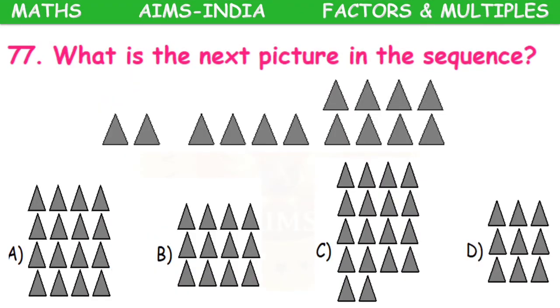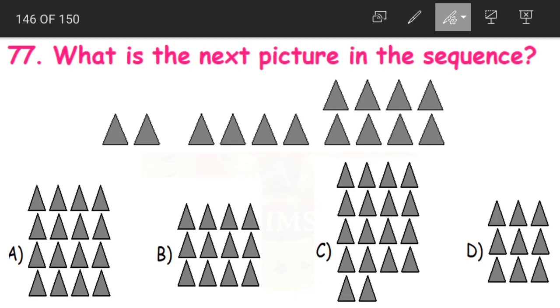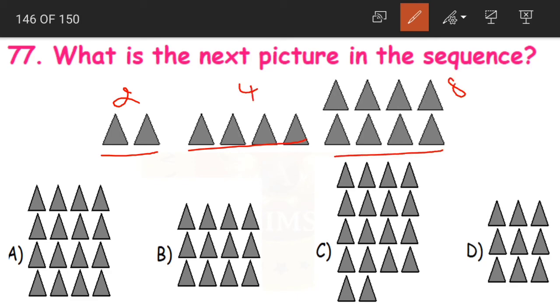Next question, what is the next picture in the sequence? Now if you observe the sequence, here we are having 2, here we are having 4 triangles, and then here we are having 8 triangles. So all these are doubling themselves. See, first we had 2, then we have 2 2s are 4, and then we have 4 2s are 8. Now in the next picture, how many triangles will we have? We'll have 8 2s are 16.